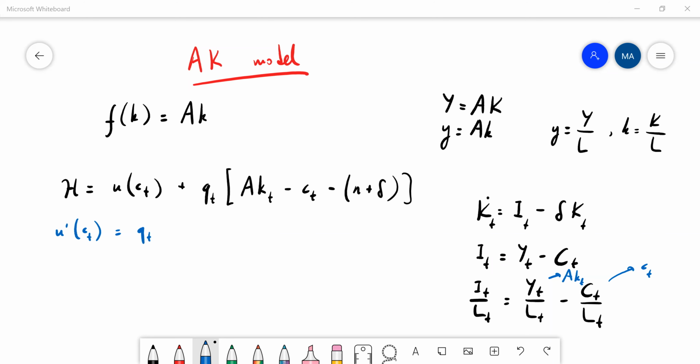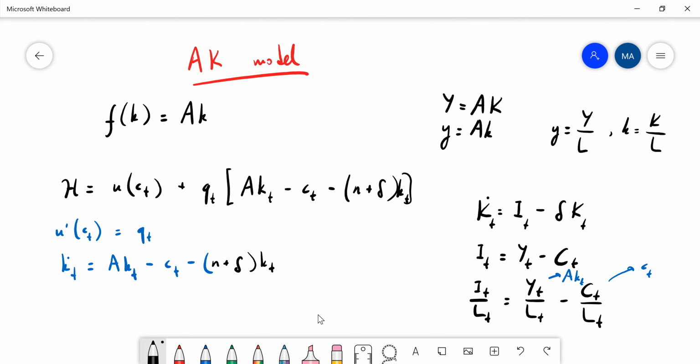All right. So U prime C is equal to Q. Then you have the constraint itself: K dot T equals A K T minus C T minus N plus delta K T. By the way, there is a K here. So that's there.